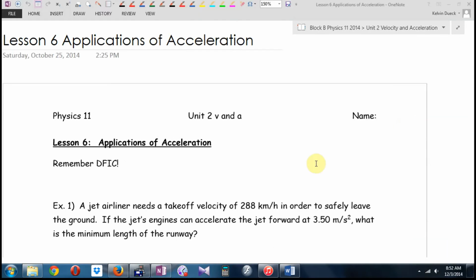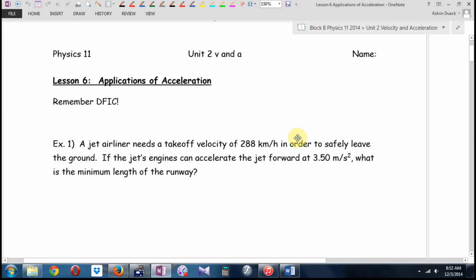What I want to talk about, lesson 6, I called it applications of acceleration. I want to show you 2 cool applications and then probably my favorite application, which is free fall, jumping out of an airplane, which I've done, by the way. So, lesson 6, applications of acceleration. And I wrote here, remember DFIC. Remember, list your data, find a formula, insert, and crunch.